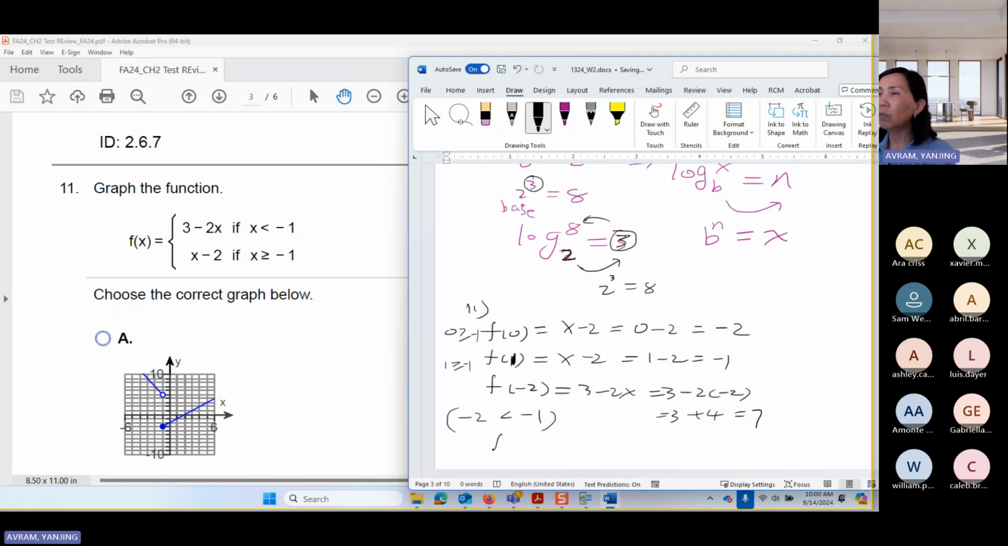And if I have f of -1, which piece do I use? You would still use the second one, because this one has an equal sign, so this one will include -1. I'm sorry, f of -1. So you're using x minus 2. x is -1, minus 2, this will be -3. So basically, you have to look at the domain to see which one fits.